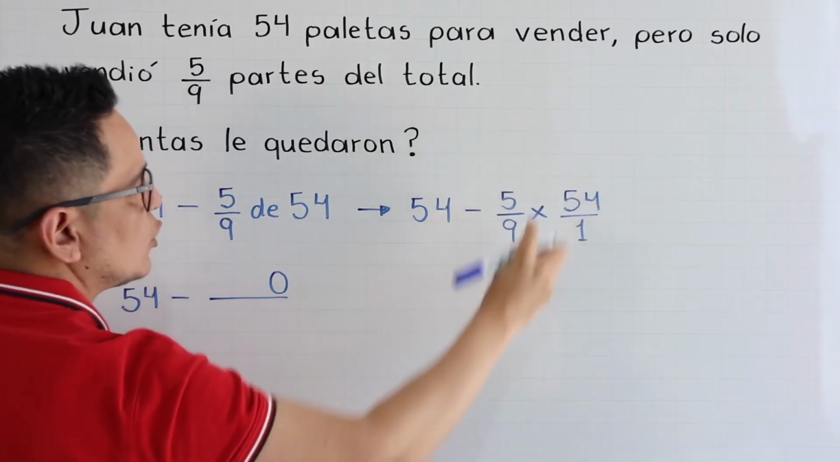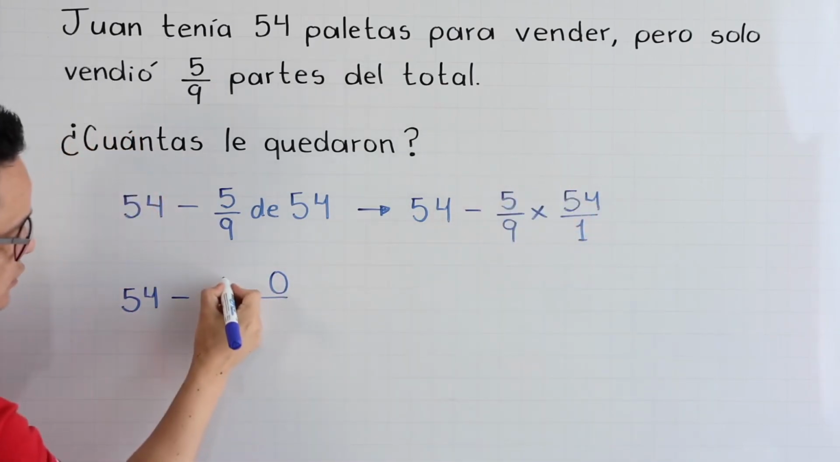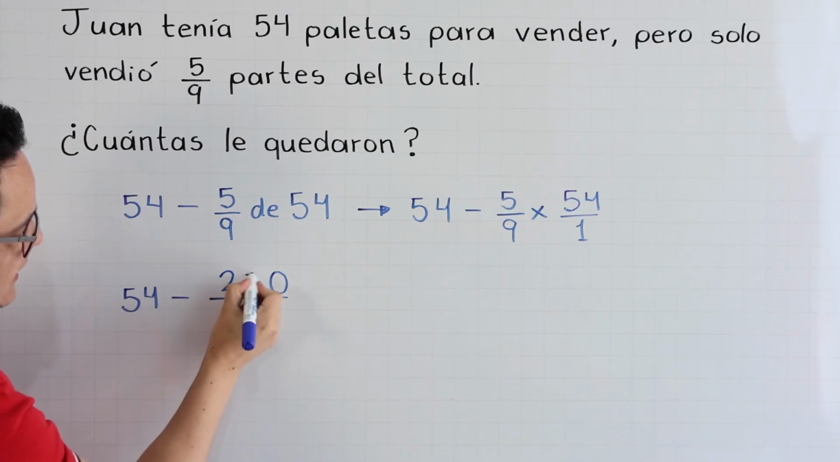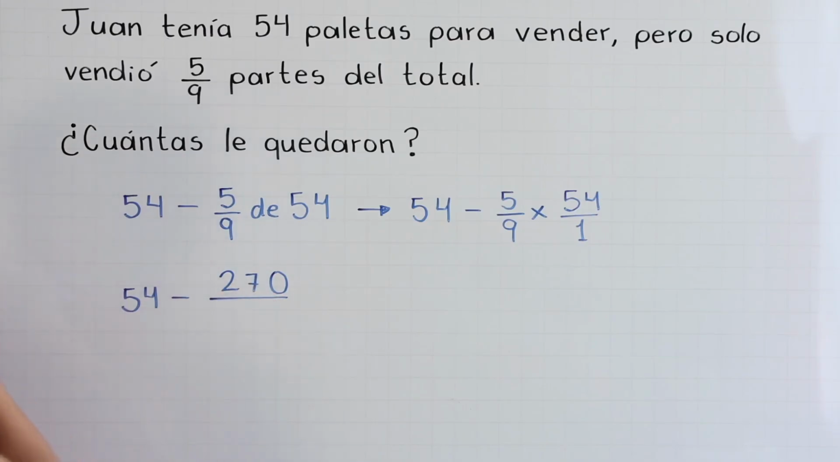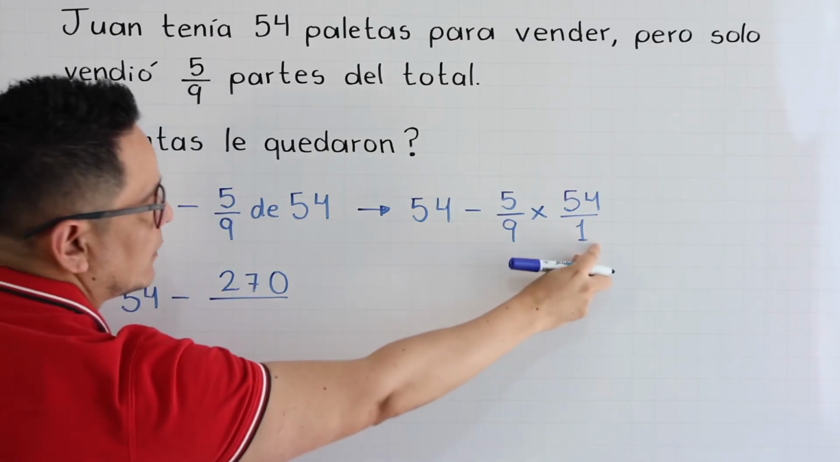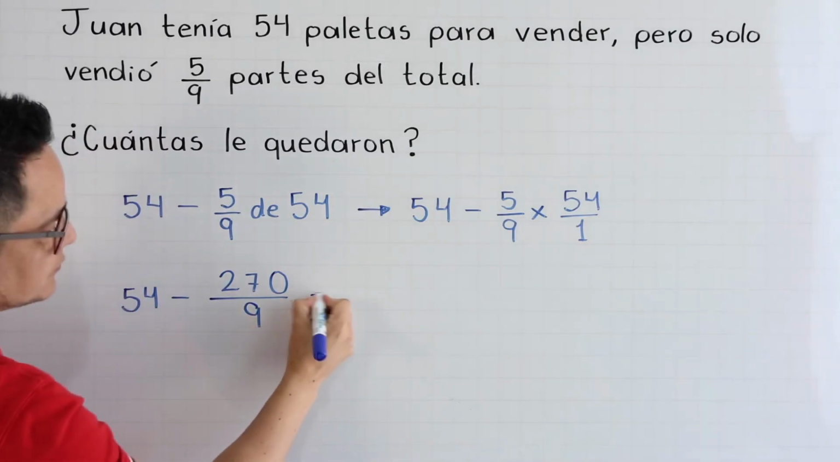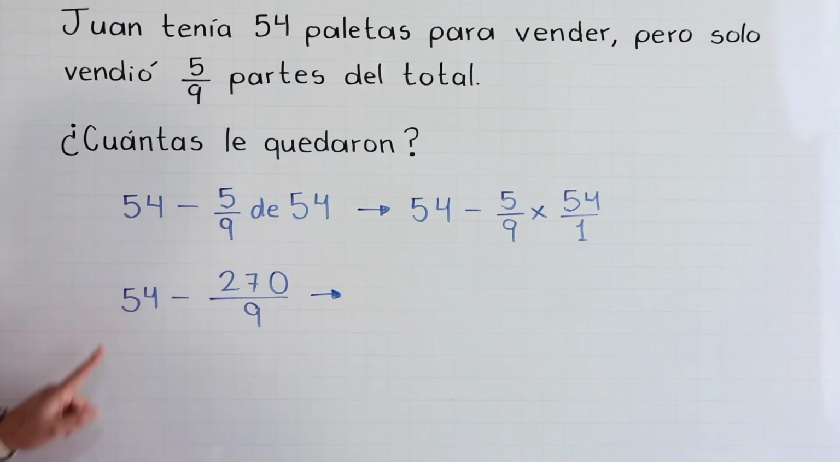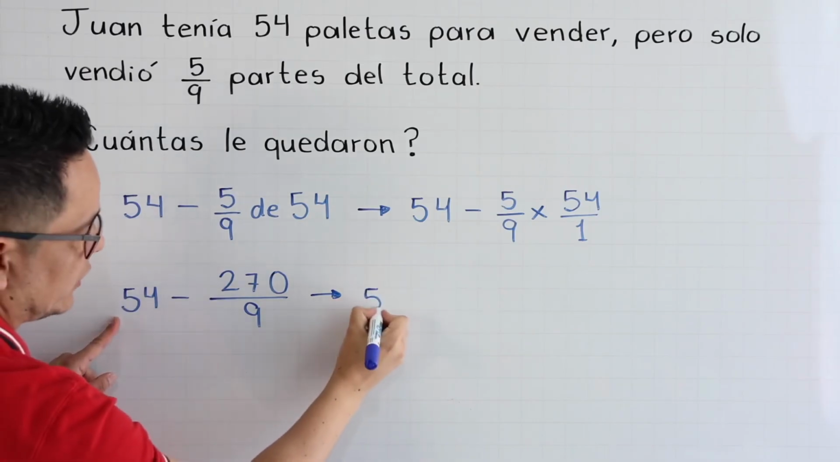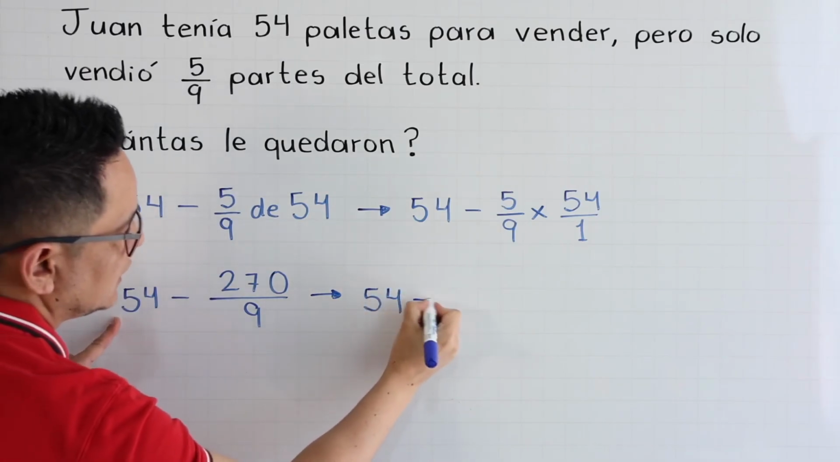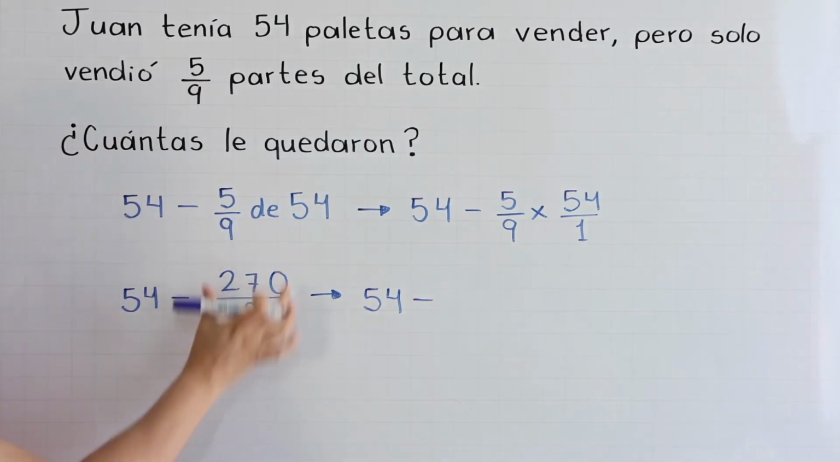5 times 5 is 25, plus the 2 I carried makes 27. So I end up with 270. And that will be divided by 9 times 1. 9 times 1 is equal to 9. We continue from here. So we get 54, which for now I'll keep as is, and we're going to subtract whatever I get from this division.